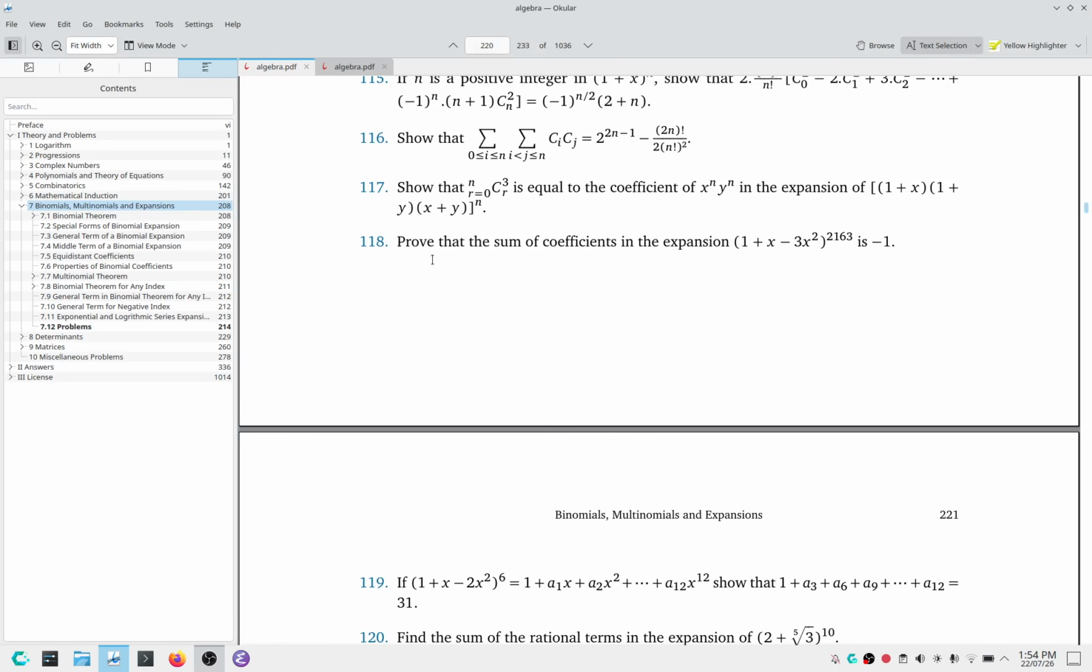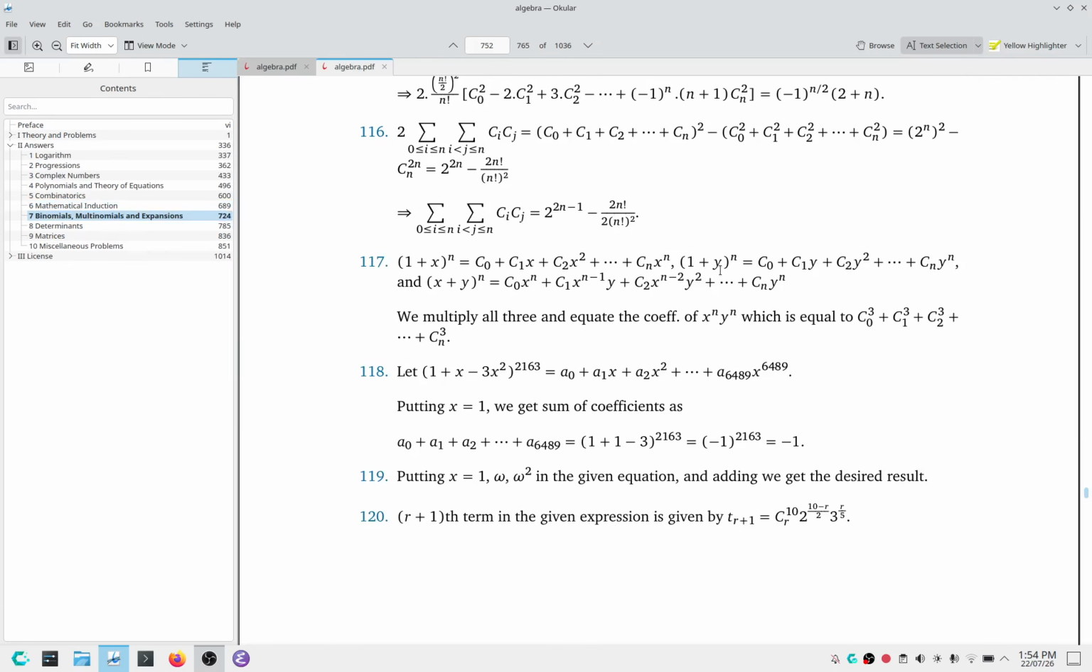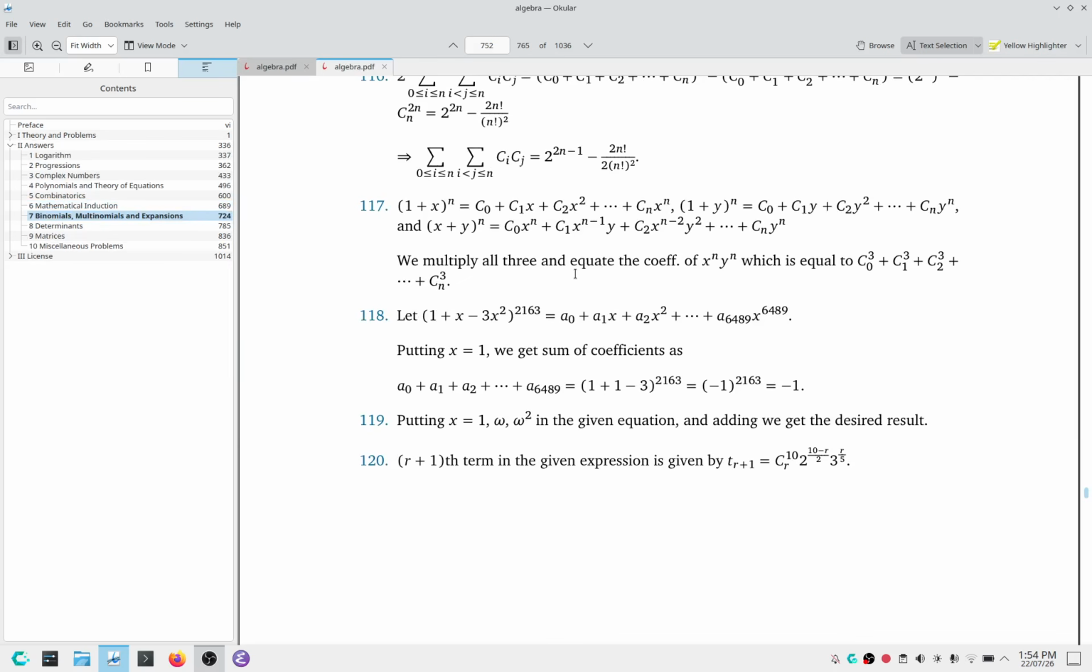Question 118 says: prove that the sum of the coefficients in the expansion of (1 plus x minus 3x squared) to the power 2163 is minus 1. So now we are entering the multinomial territory. We write this given expression as a0 plus a1x plus a2x squared up to, there will be 6489 terms, x to the power 6489, which is 2163 multiplied by 3.